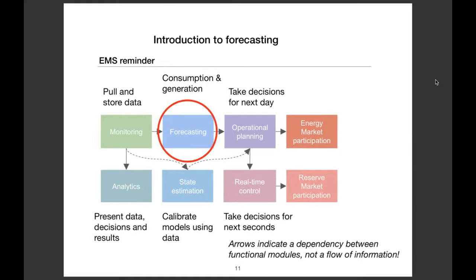The monitoring pulls and stores data. Then based on this monitoring, it can help to make some forecasts, for instance, of consumption and generation. These forecasts are used as inputs of an operational planning to take decisions for the next day, for instance, on the energy market participation. But also, the operational planning will be used as input of the real-time controller. The real-time controller takes decisions for the next second.